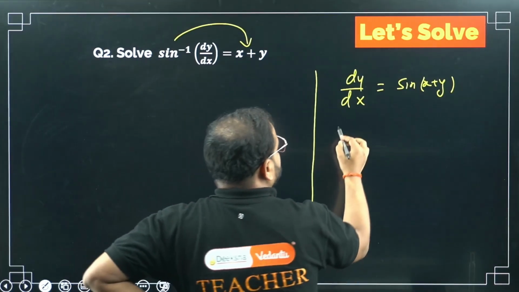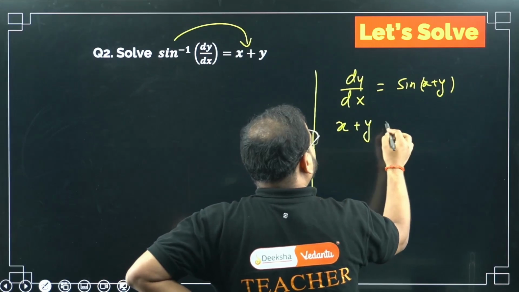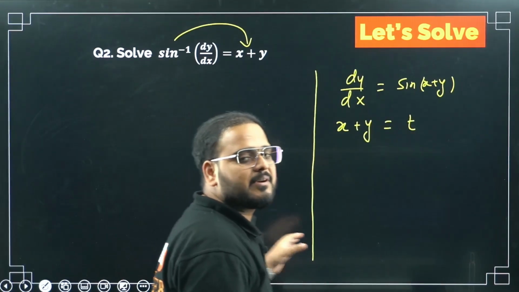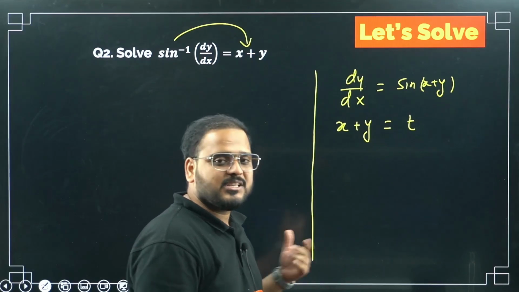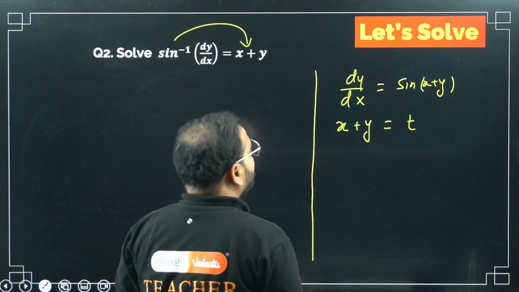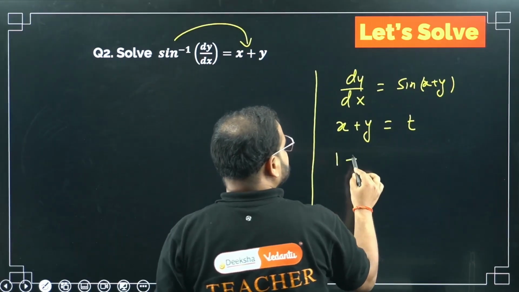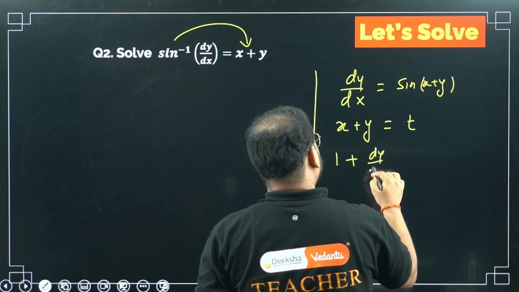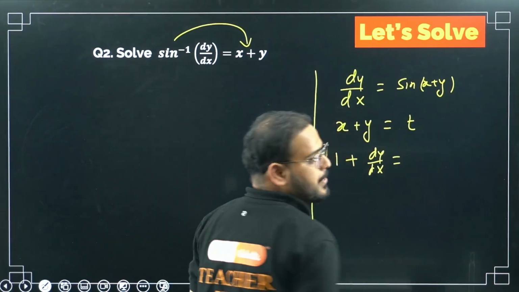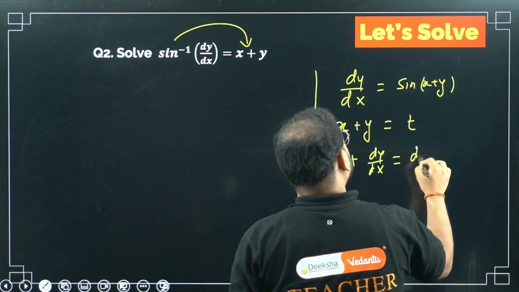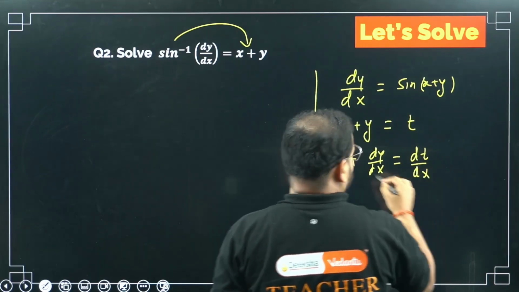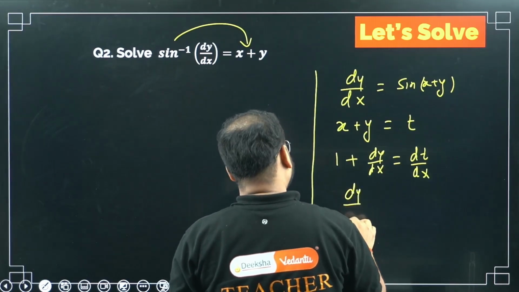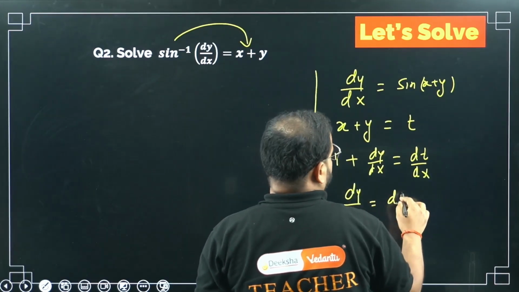Now take x plus y as variable t. Same thing we did earlier, where we took ax plus by plus c equals t. Same thing I'm doing here. If I differentiate, I get 1 for x, dy by dx for y, and dt by dx for t. I want to find the value of dy by dx so that I can substitute. Bring 1 on this side.